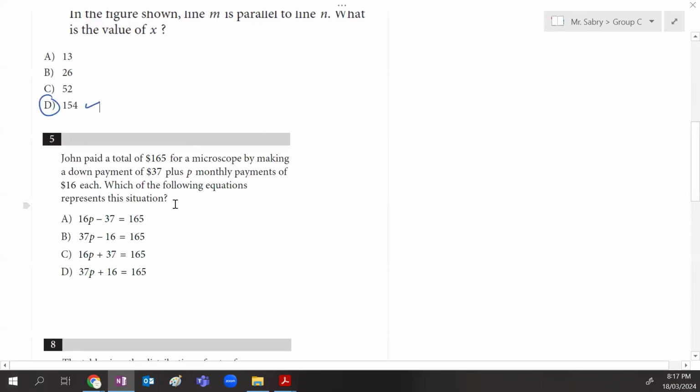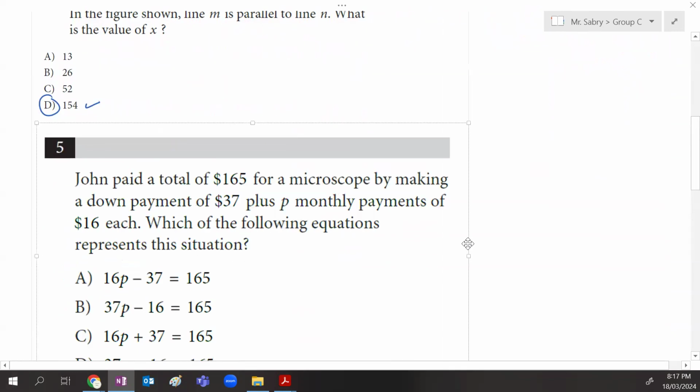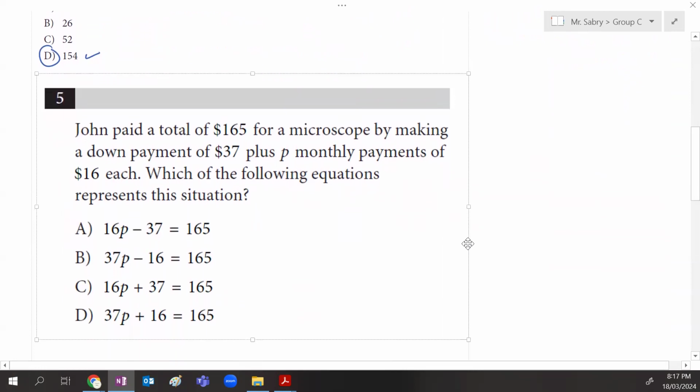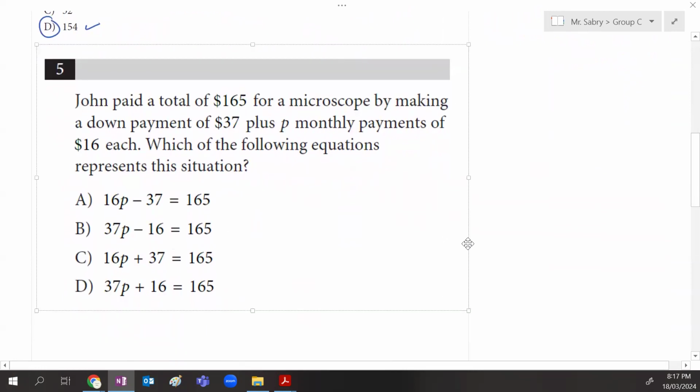Perfect. If we're talking about number 5, it says John paid a total of $165 for a microscope by making a down payment of $37 plus P monthly payments of $16 each. Which of the following equations represents this situation?